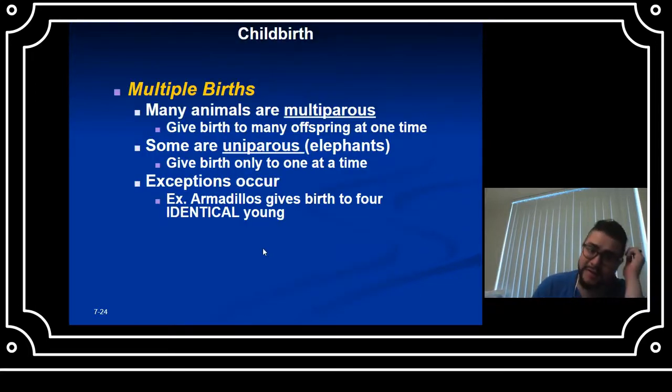Final part of today is multiple birth. Many animals can give multiple birth, and that's called multiparous. That's a vocab word that you'll need to know. And that's basically more than one offspring at a time. Armadillos are an example. Armadillos give birth to 4 identical young every time they're pregnant. And there are certain animals that are uniparous, like elephants, where they only give birth to 1 at a time.